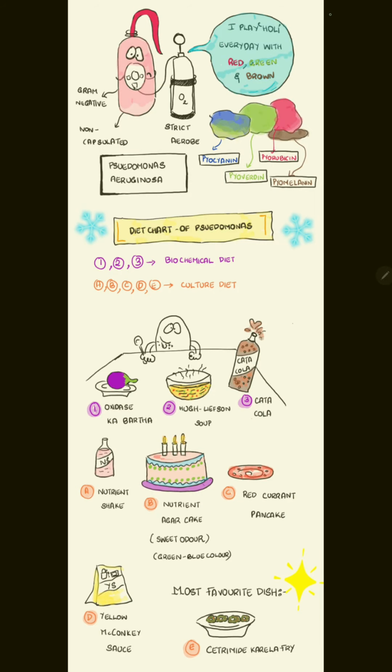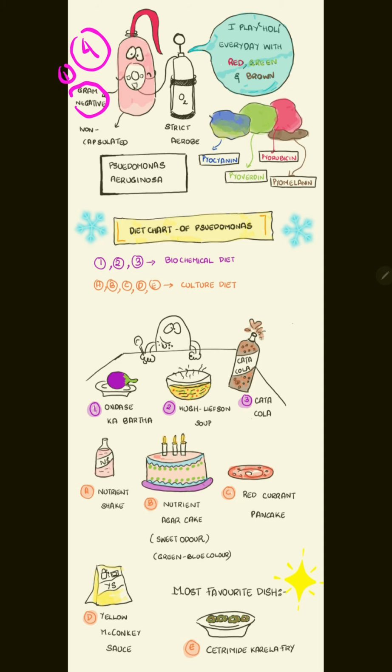So this is a short video on a cute gram-negative bacilli, that is Pseudomonas aeruginosa. Let us try to understand it through this pictorial representation. The first thing is about the basic morphological characteristics of Pseudomonas aeruginosa. So there are four basic characteristics of Pseudomonas aeruginosa.